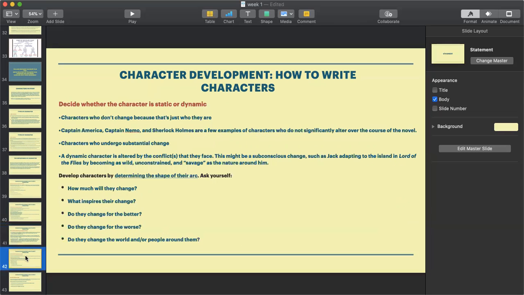Decide whether the character is static or dynamic. Okay, if the character is dynamic, how much will they change, what inspires their change, do they change for the better, do they change for the worse, do they change the world or people around them. So all these things you have to think about. Or there can be static characters like Captain America, Sherlock Holmes. These are a few examples of static characters, and that's their USP. We like these characters because they are static, right?